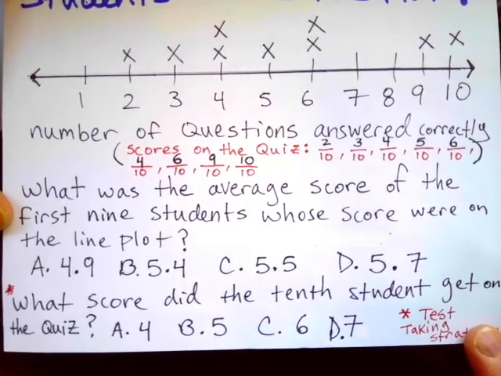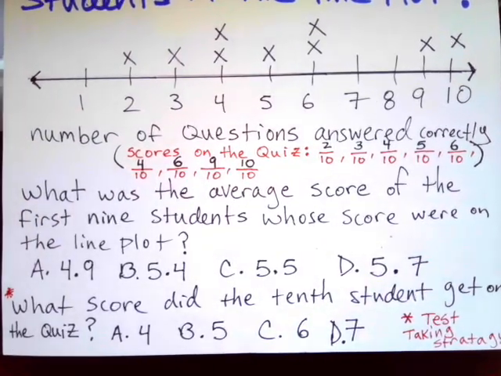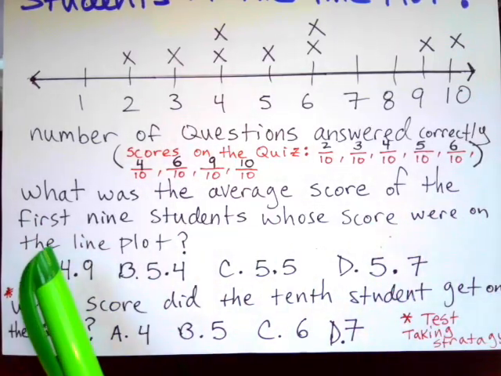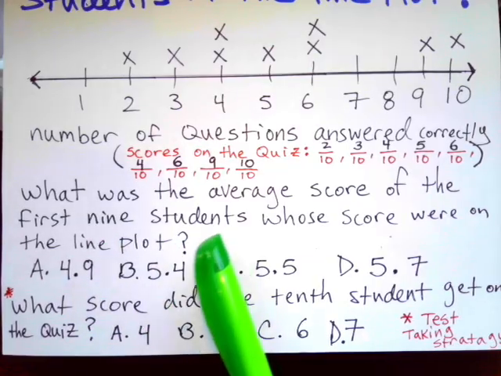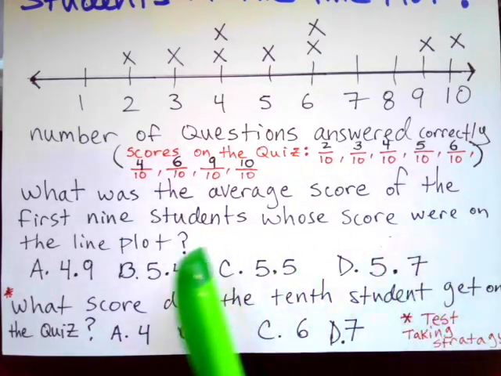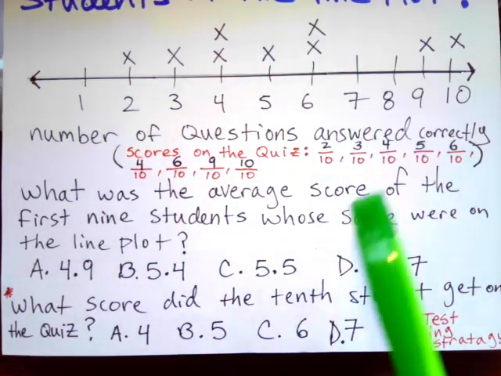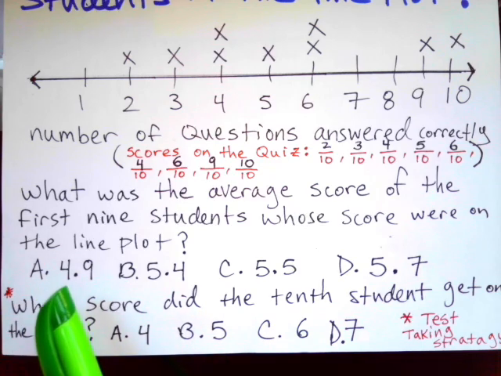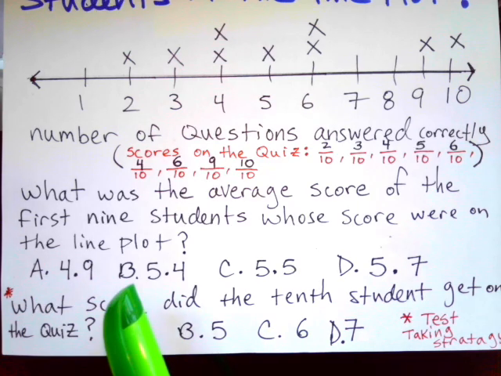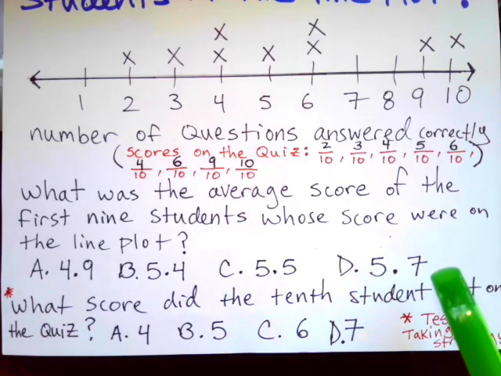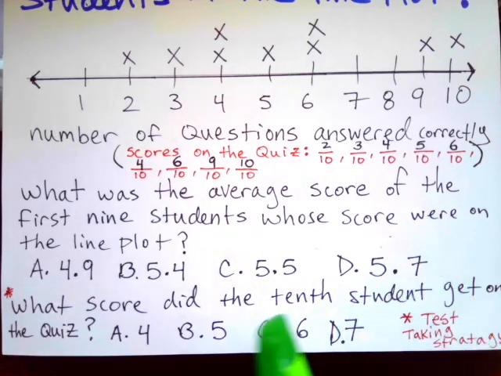And so, here we go. Here are the 2 questions that need to be answered for the assessment. What was the average score of the first 9 students whose scores were on the line plot? You see these marks? These are the scores on the line plot. You have option A, 4.9, option B, 5.4, option C, 5.5, option D, 5.7. And then the second part: what score did the 10th student get on the quiz?